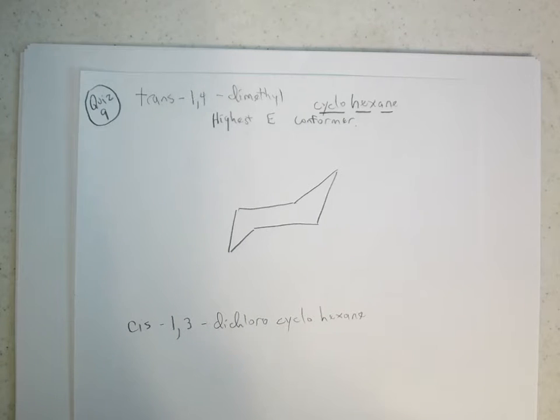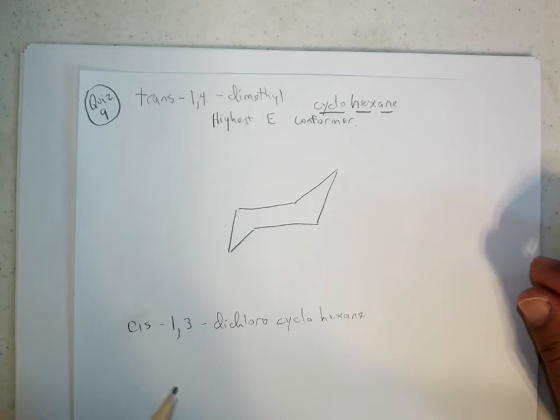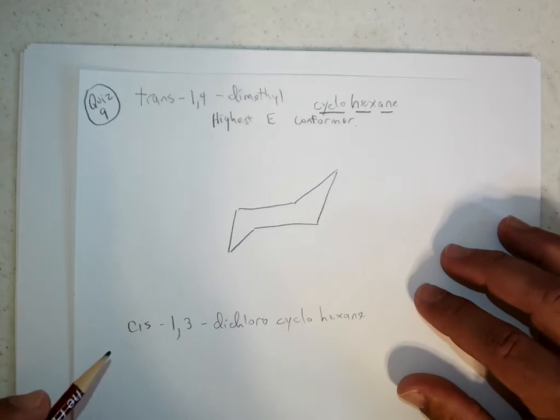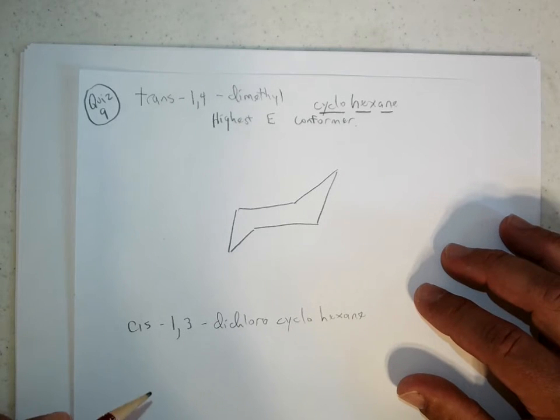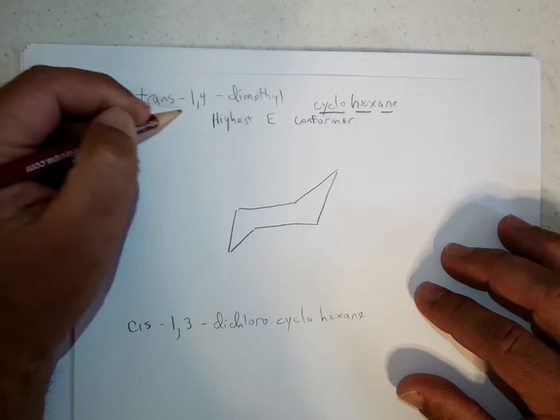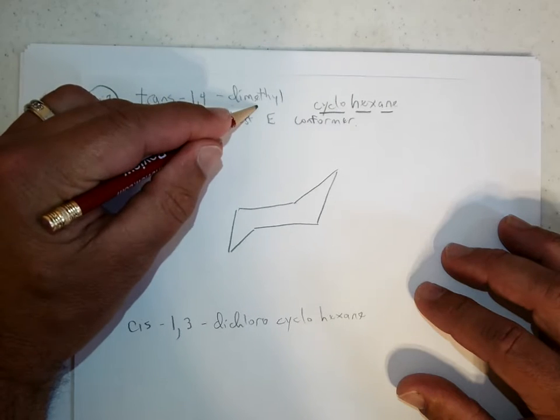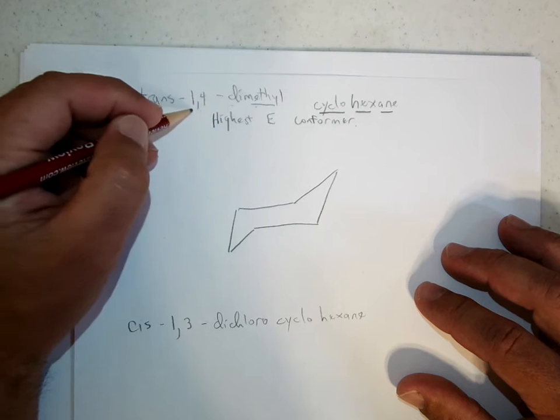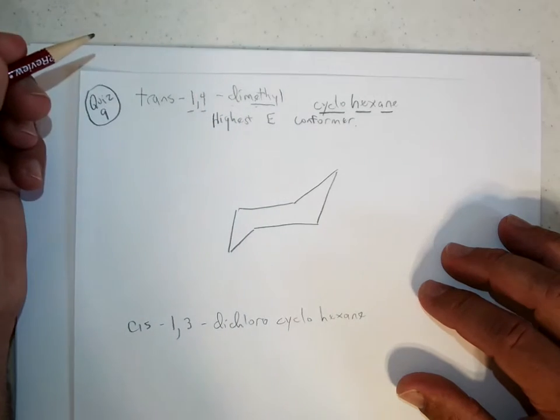There's a boat form and a twist boat form and a whole bunch of other different things based on rotation about single bonds, but in this class we've only been considering the chair forms. And with the chair forms, you have axial and equatorial positions around the ring for the things that are attached to these 6 carbons. In this case, it says we have trans-1,4-dimethyl, which means there are 2 methyl groups, one on the first carbon and one on the fourth carbon.